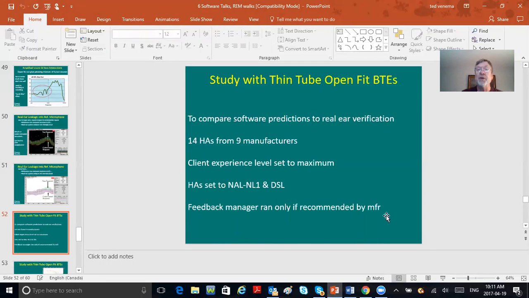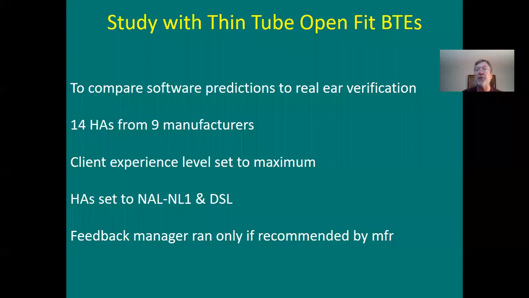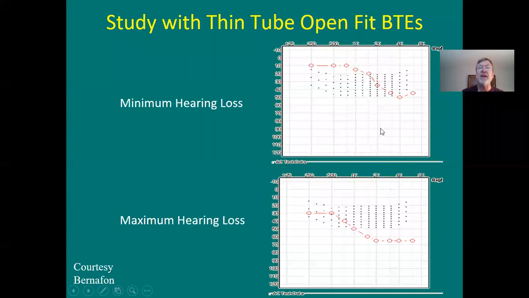Study with thin tube open fit BTEs, not with RICs, okay, but similar stuff may happen with them, to compare software predictions to real ear verification. 14 hearing aids from 9 different hearing aid manufacturers. Client experience level was set to maximum. Hearing aids were set to either NAL1 or DSL4. Feedback manager was run only if recommended by the manufacturer. So basically, here's the mild loss. And these dots, remember, are just speech on an audiogram.